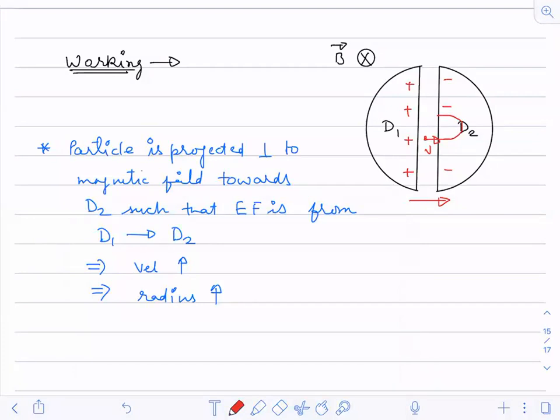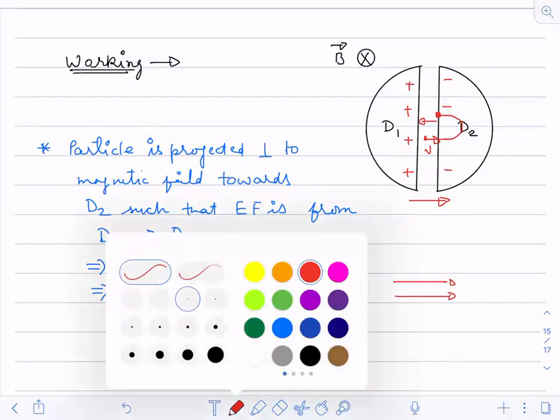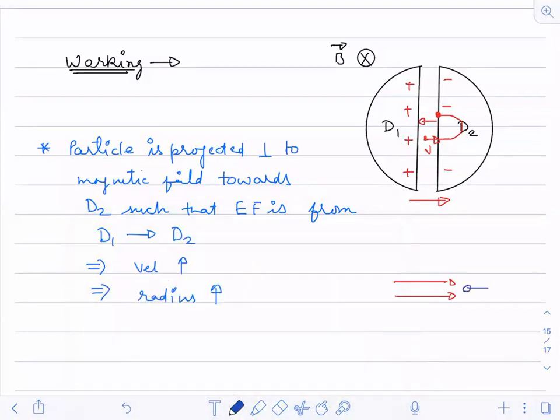Now just see here, if the particle has reached up to this point, and it is moving in this direction, suppose, the electric field is in this direction. The charged particle is moving in this direction and the electric field is in this direction. So what will happen? Velocity will decrease here. We don't want that. We want the particle velocity to increase.